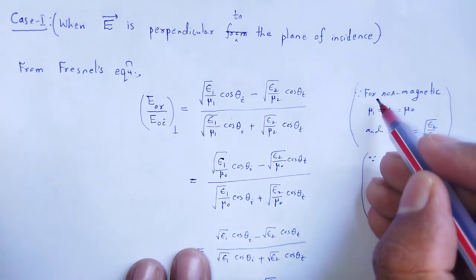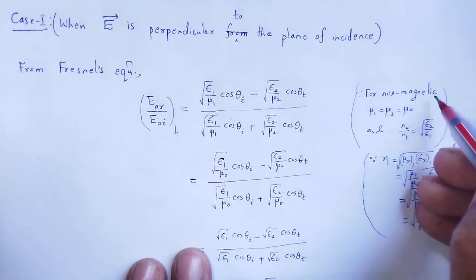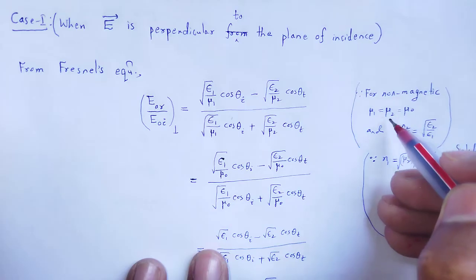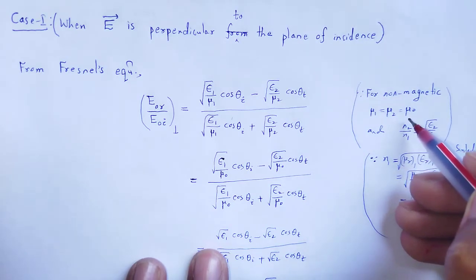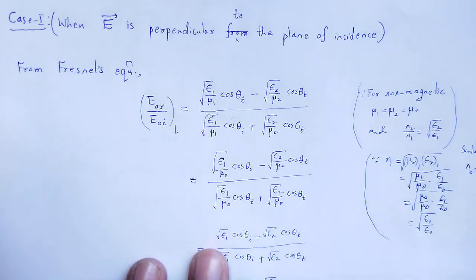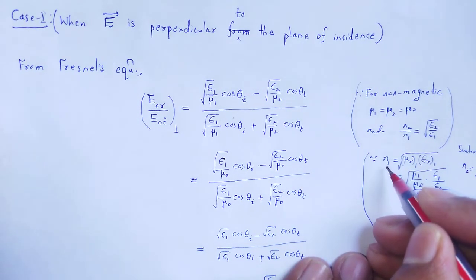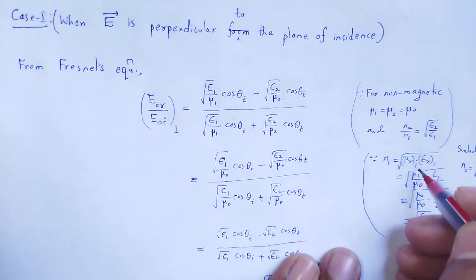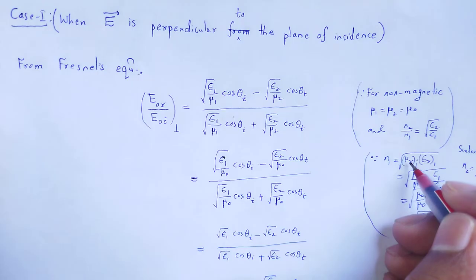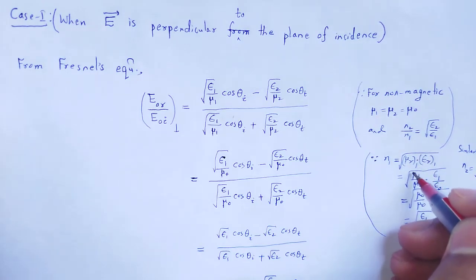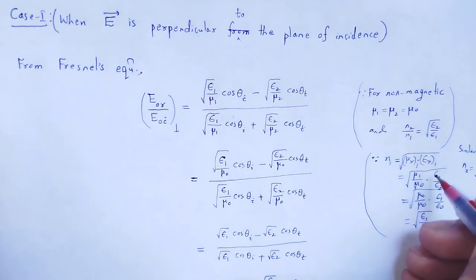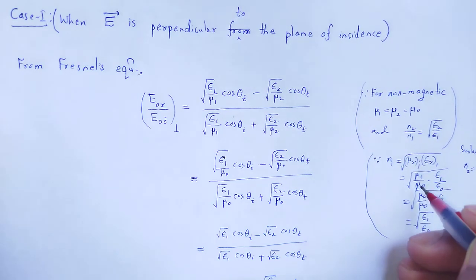Here we consider a non-magnetic medium. In a non-magnetic medium, the permeability of medium 1 is equal to the permeability of medium 2, which is nothing but the permeability of free space. Using that condition, the refractive index of medium 1 is equal to the square root of relative permeability of medium 1 times relative permittivity of medium 1. So relative permeability of medium 1 is the permeability of medium 1 divided by the permeability of free space, and the relative permittivity of medium 1 is the permittivity of medium 1 to that of free space.